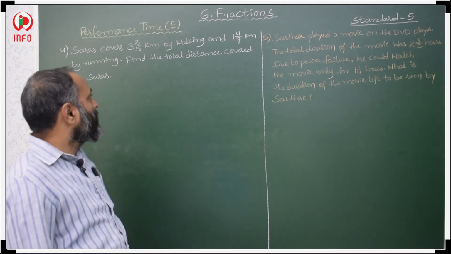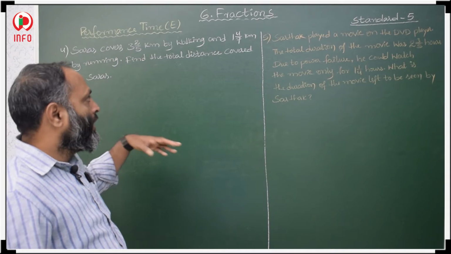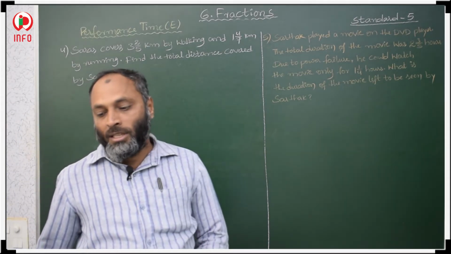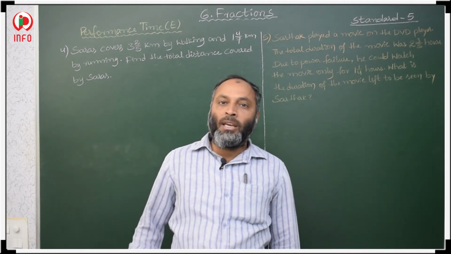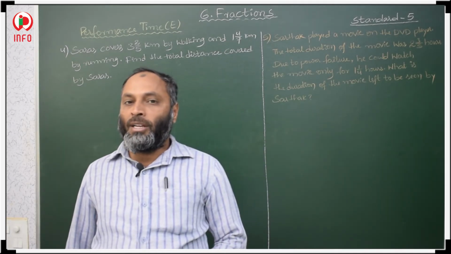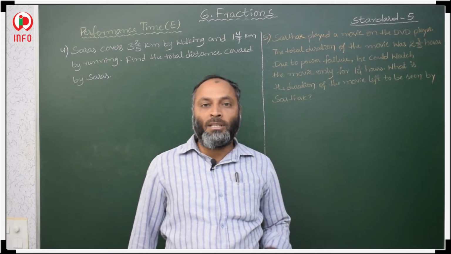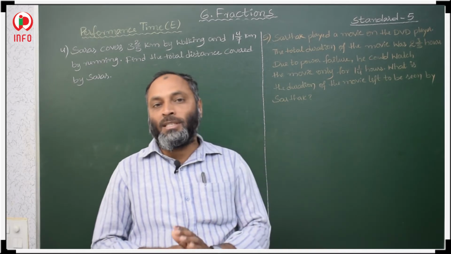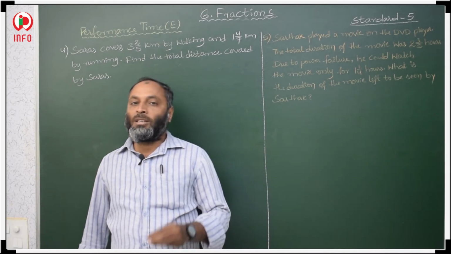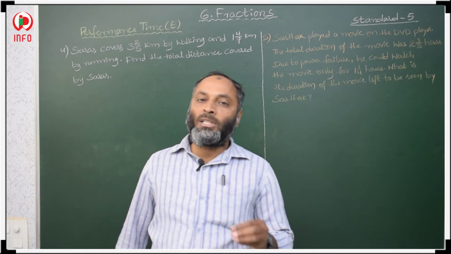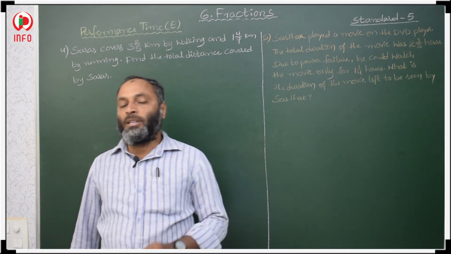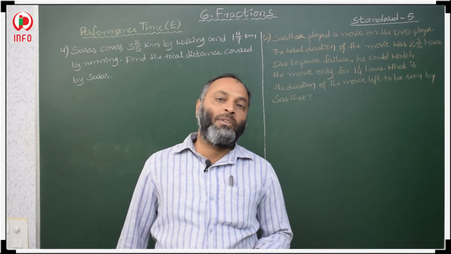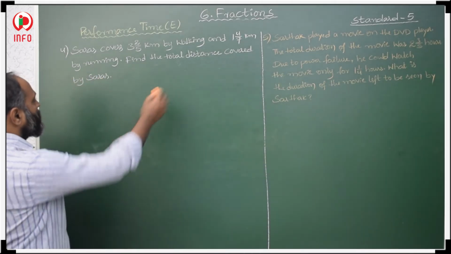So, here Saras covered a particular distance by walking and some distance by running. Then after that, he is asking total how much distance he covered, which means we have to find addition. How much distance he covered by walking and how much by running. So, we have to add both the distances, then you will get the total distance. So here we have to do addition. The two fractions we have to add. Now, steps.